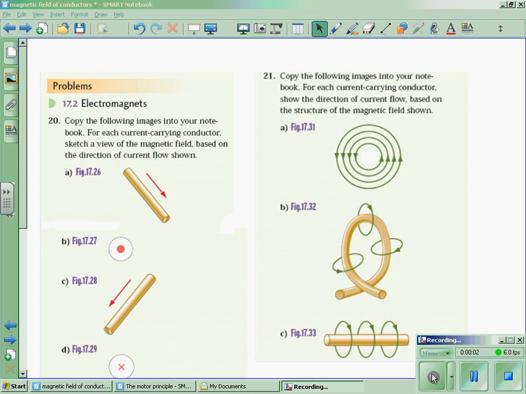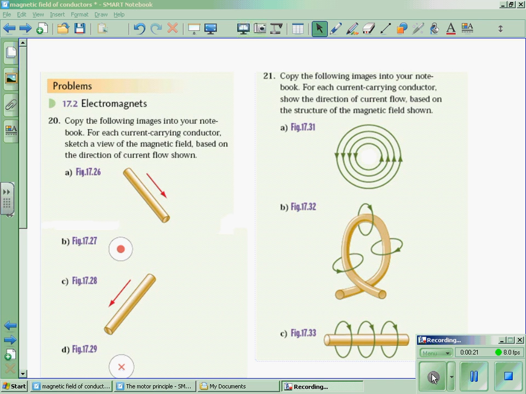We're going to start off with a quick review of what we just did just before the Christmas holidays, and I want to talk about right-hand rule number 1 and right-hand rule number 2. In other words, right-hand rule number 1 for a straight conductor, and then we're going to take a look at right-hand rule number 2 for coils, or another fancy word for coils, a solenoid.